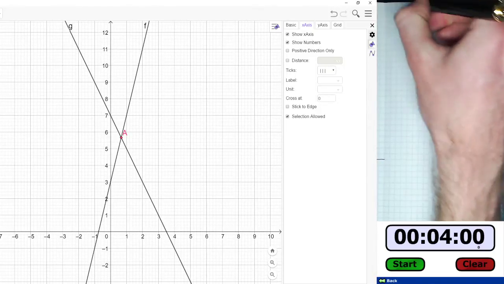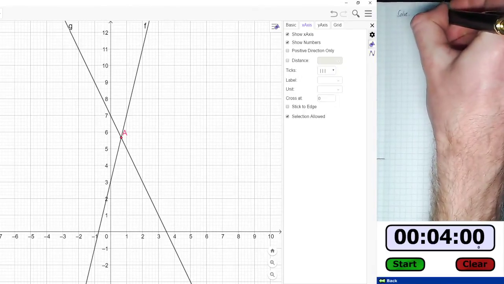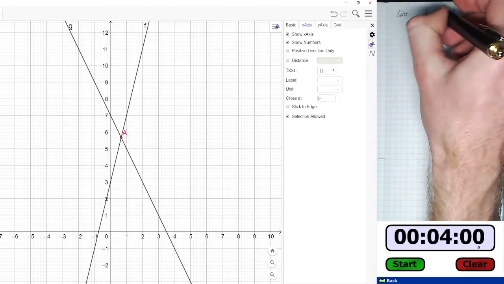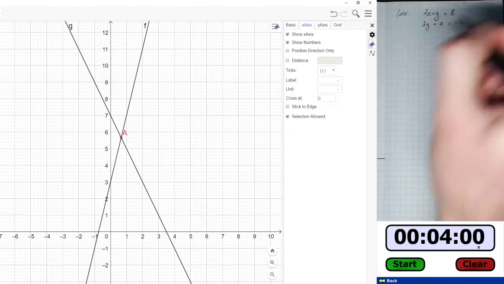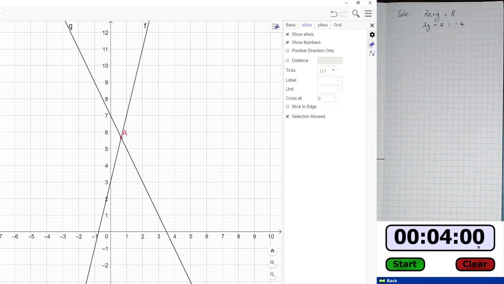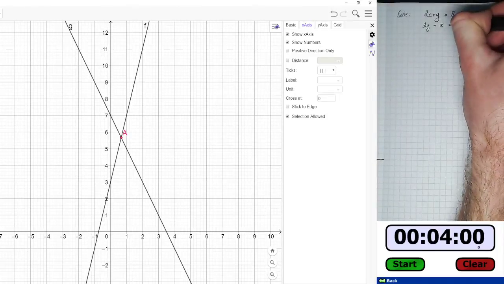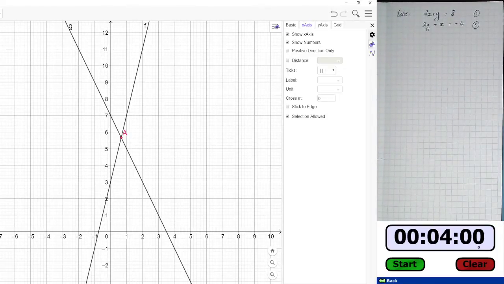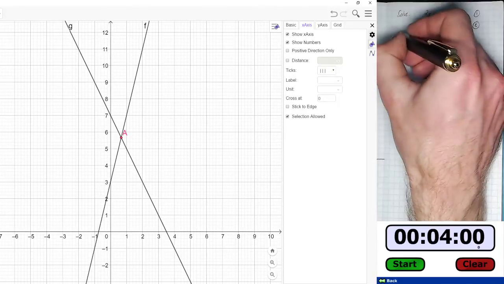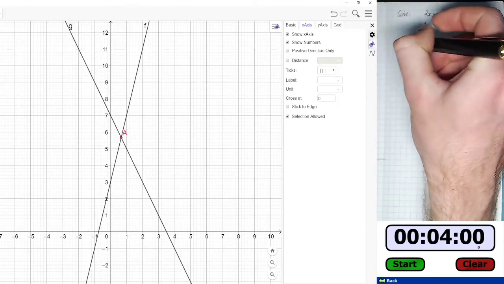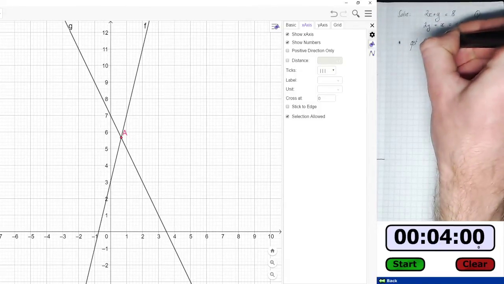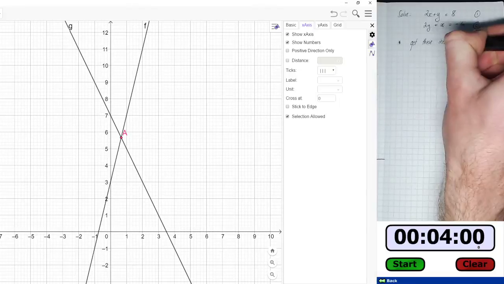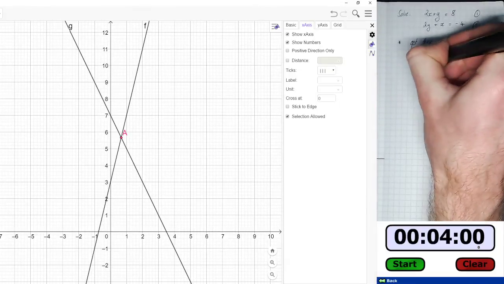Let's solve 2x plus y is equal to 8, and 2y plus x is equal to negative 4. Let's call this equation 1 and this equation 2. Now the problem that we have is that they're not written in the form y equals mx plus c, so that's what we're going to have to do. We want to get these into the form y equals mx plus c.